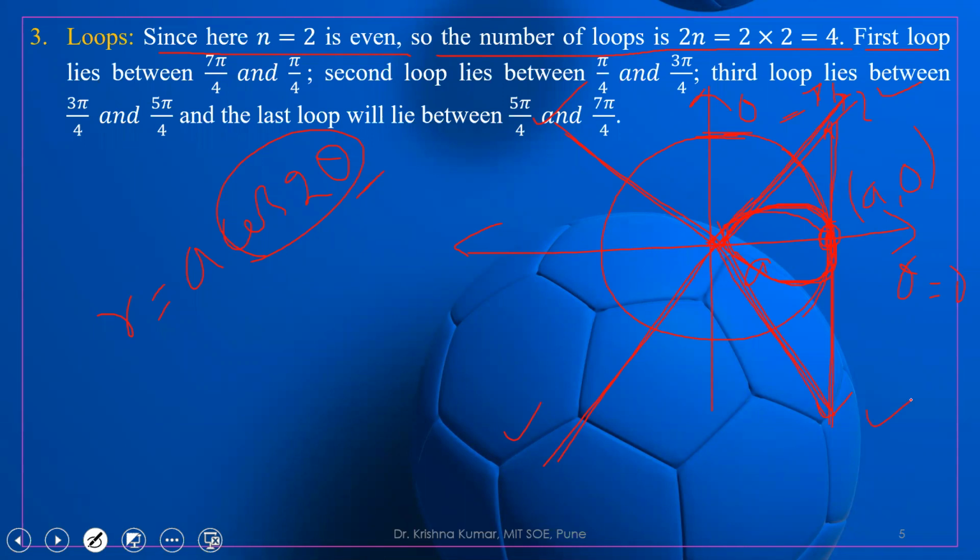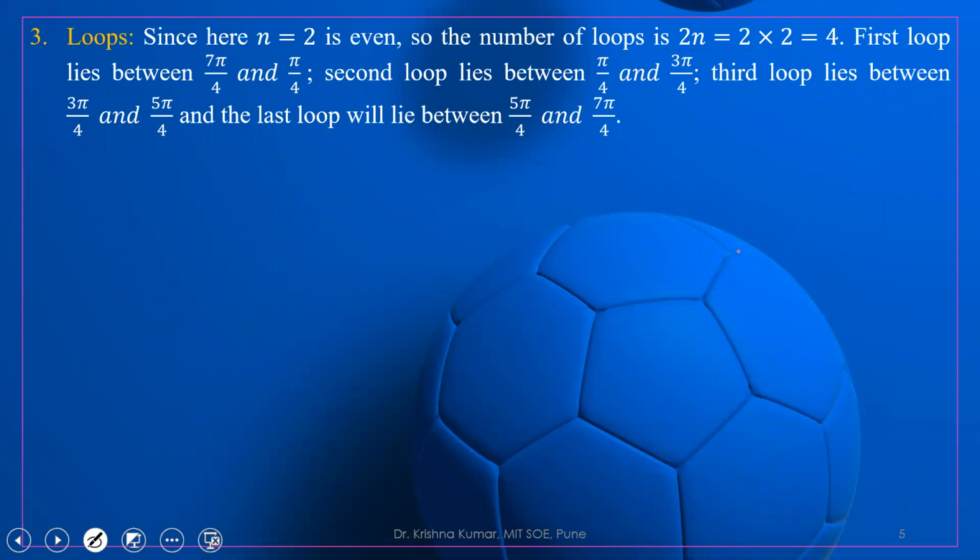So each loop will lie in between 2 tangents. So this is the first loop, in between these 2 tangents. Similarly, in between these 2 tangents there is another loop. Okay. In between these 2 tangents, there is another loop, and in between these 2 tangents, there is another. Okay. So if the value of n is even, here it is 2, then between any 2 tangents we will get one loop. So this is just like a rose. That's why it is called a rose curve.